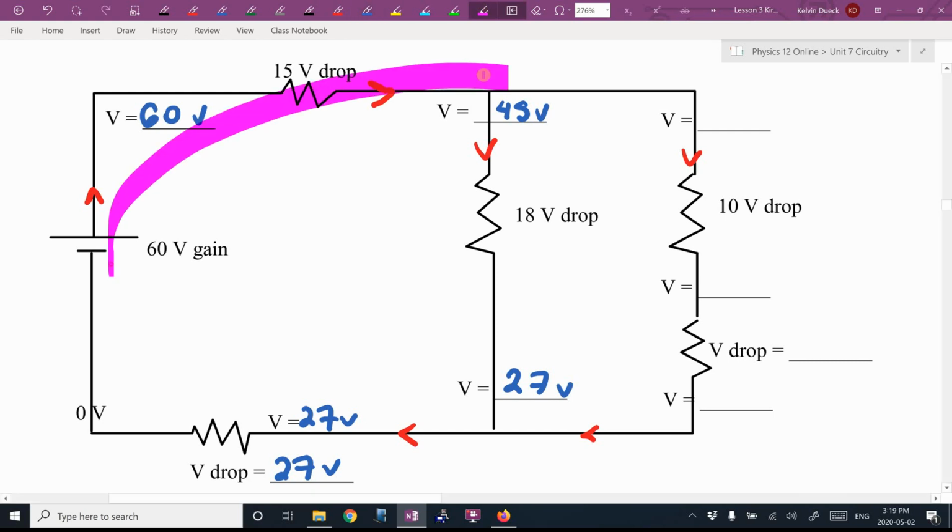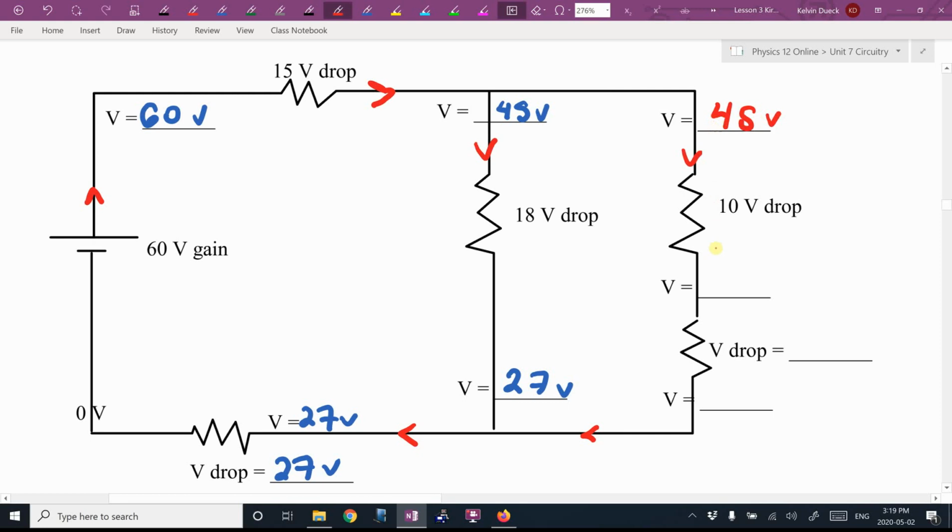Now, if I ski this outside run, start with 60 volts, I lose 15 volts, leaving 45, so I also have 45 volts high here. Whee! I lose 10. That gives me 35 volts. Wait. Apparently, at the bottom of this hill, I'm 27 volts high. So I must have lost, 35 to 27, I must have lost 8 volts.